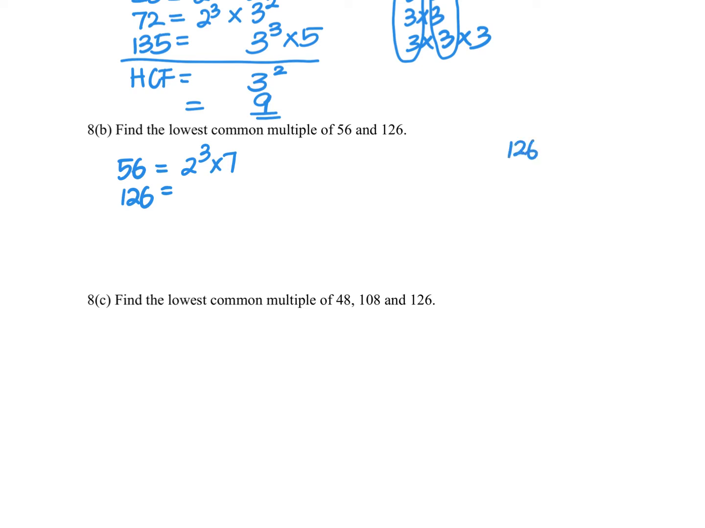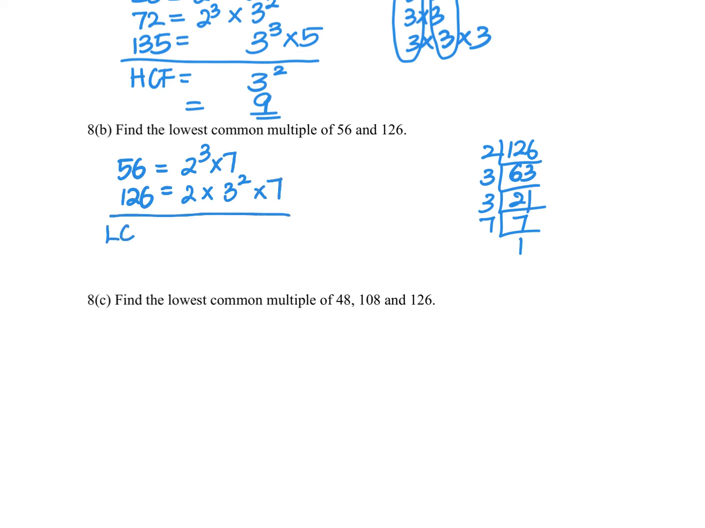Next number, 126. Obviously it is divisible by 2. I get 63. Divided by 3, I get 21, sorry. Divided by 3, I get 7. Divided by 7, I get 1. So this is made out of 2 times 3 to the power of 2 times 7. And I want the LCM now, lowest common multiple. When I find the lowest common multiple, I must choose all the factors.